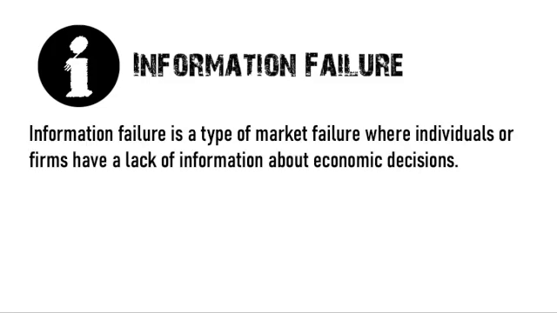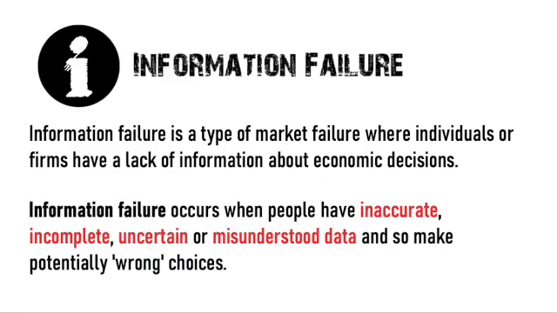This video is on a specific type of market failure, which is imperfect information and information failure. As already mentioned, it is a type of market failure where individuals or firms have a lack of information about economic decisions. They don't have adequate information because of four major factors.